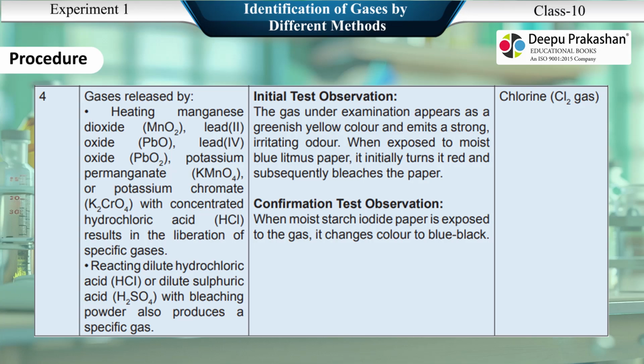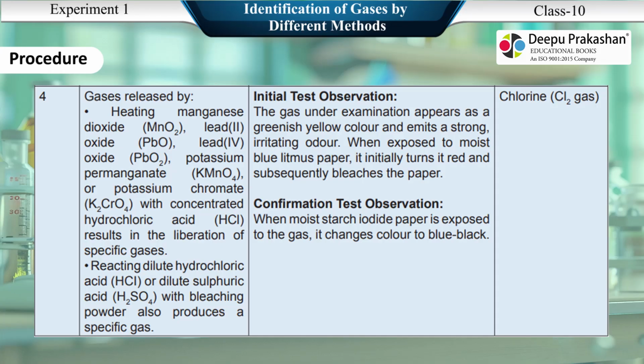4. Gases released by heating. Manganese dioxide, lead oxide PbO, lead dioxide PbO2, potassium permanganate KMnO4 or potassium chromate K2CrO4 with concentrated hydrochloric acid results in the liberation of specific gases. Reacting dilute hydrochloric acid or dilute sulfuric acid with bleaching powder also produces a specific gas.